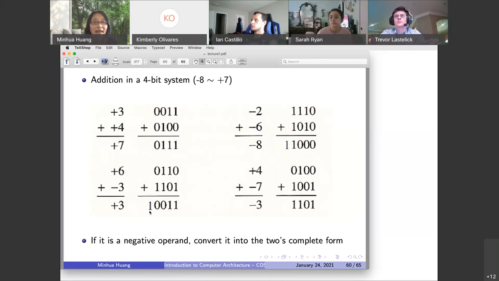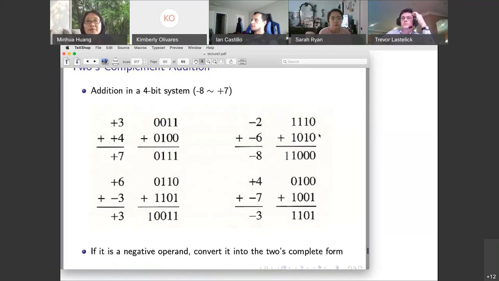So in this case, positive six plus negative three, there's no problem. Negative three you have to convert into two's complement format. Then you do the addition and you get the generated extra bit. This bit will be dropped. Then you consider the result. The result is 0011. It is three. This is your expected result.